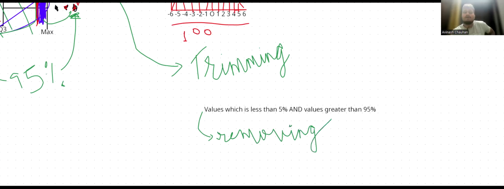We are trimming these values. We are not implementing the average. We are not putting the 5% values instead of outliers. No, we are simply cutting it, simply removing it. By the term itself, trimming, you can understand, trimming means trim, just like a trimmer. We are removing the values.